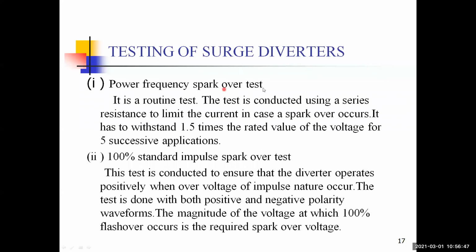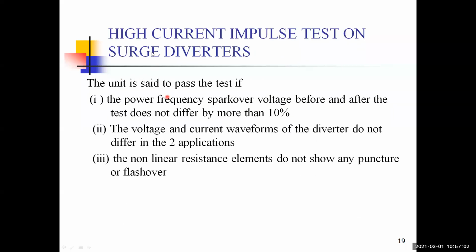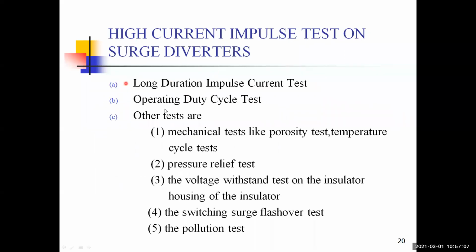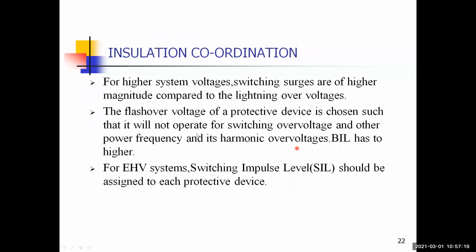Then power frequency spark over test and 100% standard impulse spark over test. These are the different types of tests. And then the residual voltage test, high current impulse test, and surge diverters. These are the different types of concepts: long duration impulse test, surge diverters, high current impulse test. So these are the different types of tests. Finally, insulation coordination. So this is about 15 minutes.